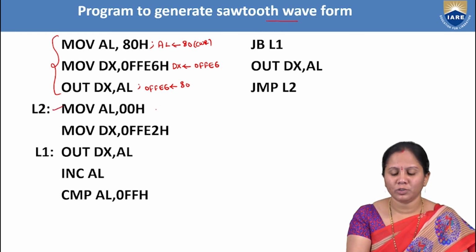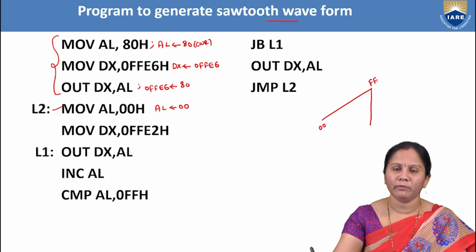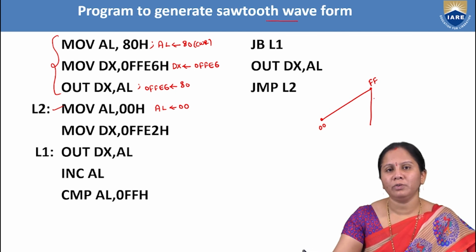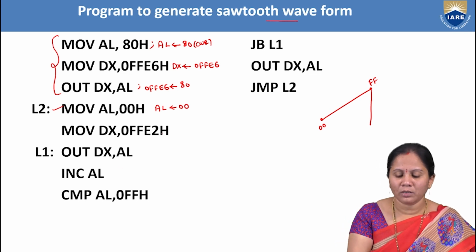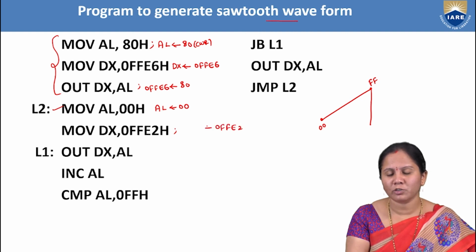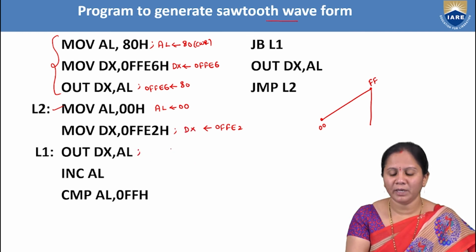Next, move AL comma 00. So the value 00 will be moved into AL, because in order to get the sawtooth, the first value is 00 and next it has to reach FF by comparing this value with FF and simply incrementing the value of AL, if the carry bit is set. So move DX comma 0FFE2, that is the port address of port B, will be moved into DX register. And out DX comma AL means this 00 value will be moved into the port address which is initialized with the DX register.